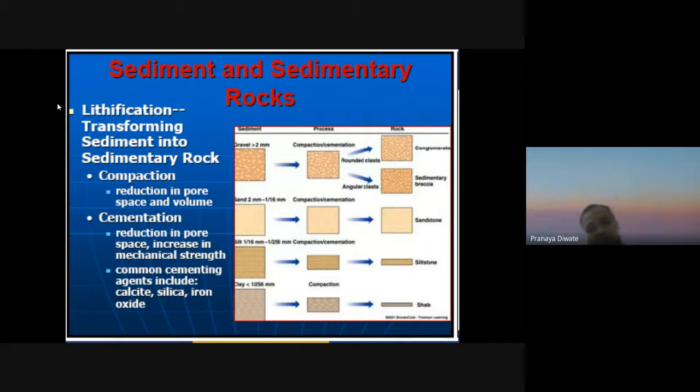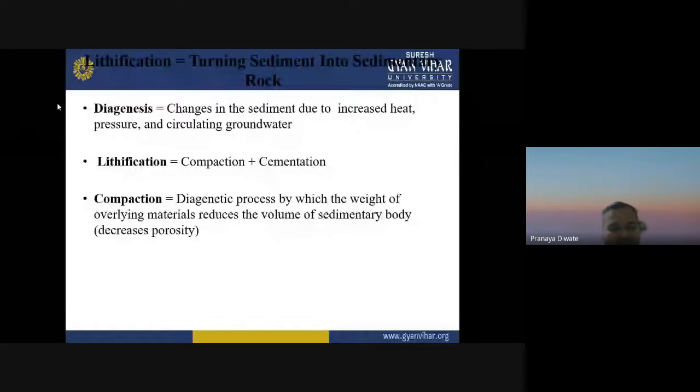You have compaction, which is reduction in pore space and volume. Then you have cementation. Cementation is reduction in pore space and increase in mechanical strength. Common cementing agents include calcite, silica, and iron oxide. Lithification is turning sediment into sedimentary rock.